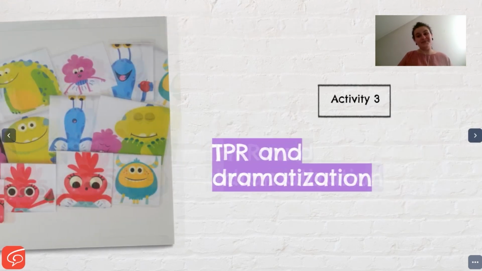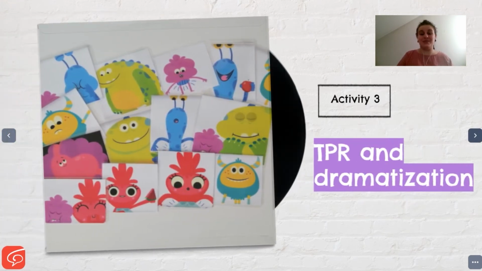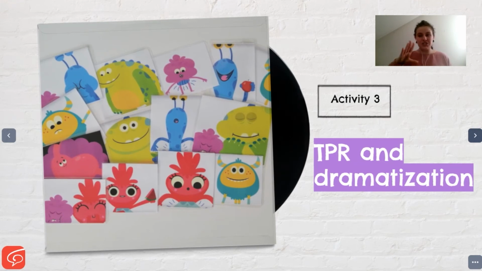Final method is connected to TPR and dramatization. As you can see, all of them are pretty much connected, so they are a crossover between each other. Now, when it comes to TPR, there is definitely some singing. You're going to tell a story and move your body. So it's very, very kinesthetic and you're dramatizing with the kids.